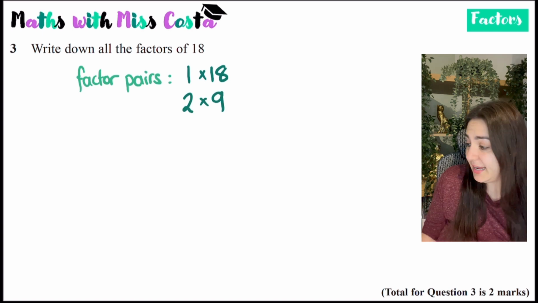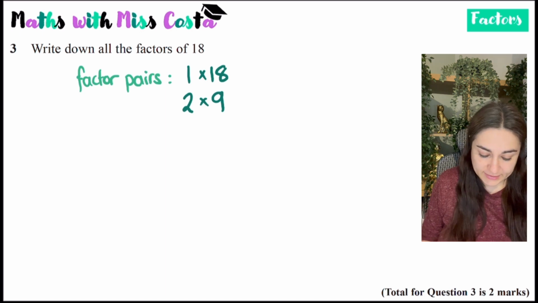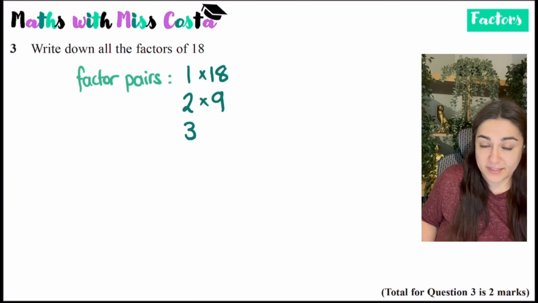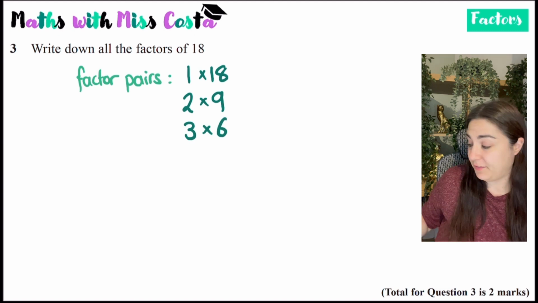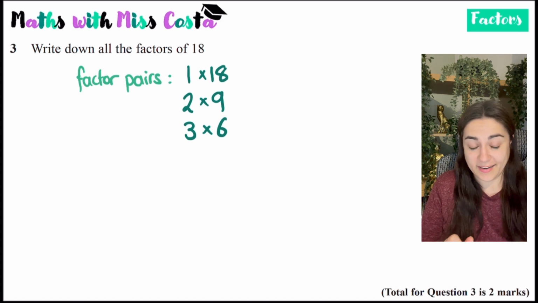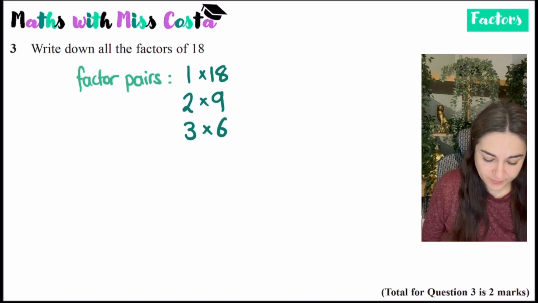2 times 9. And you have the calculator with you, so you could literally just try dividing 18 by every number. So I tried 2. 18 divided by 2 is 9. 2 times 9 makes 18. Then I'm going to try 3. So 3 times 6 gives me 18. If you didn't know that and your times tables aren't that good, you just literally type in 18 divided by 3. It's a whole number, so you know it's a factor.